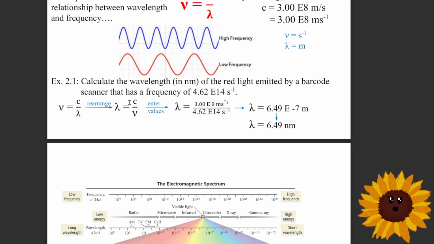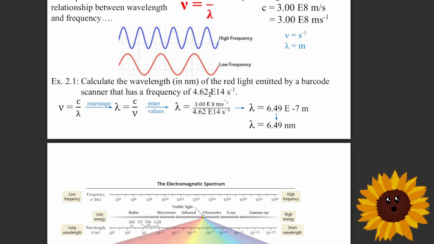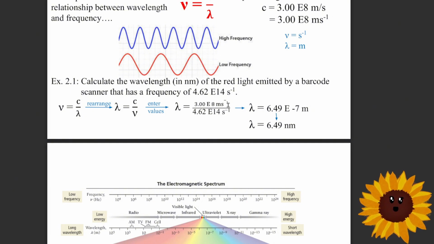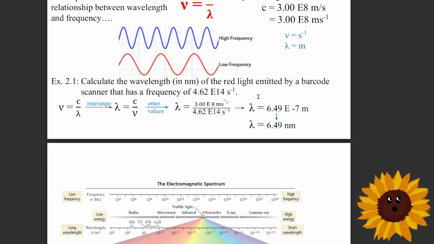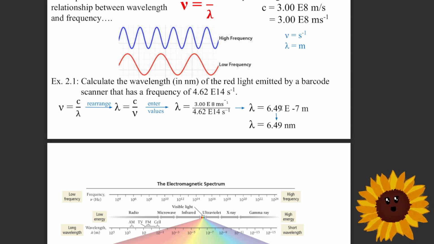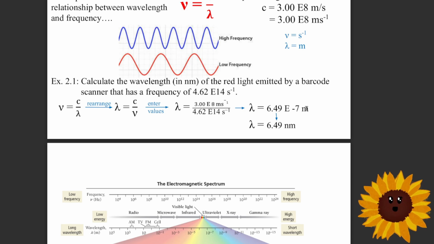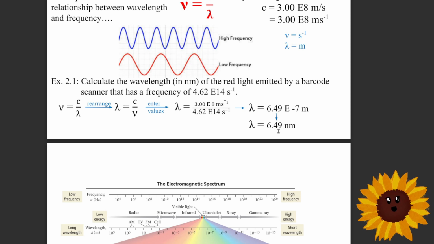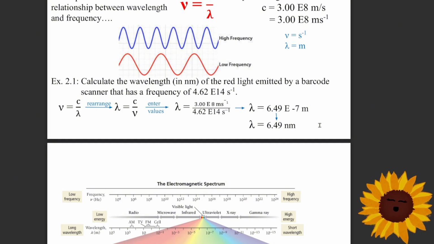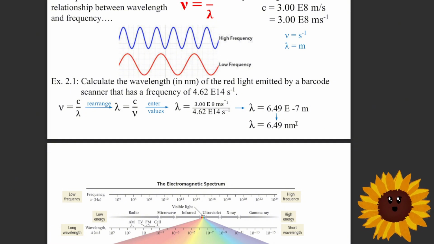This is very important. You guys got to memorize this. And inputting the values that we have here, so 4.62 times 10 to the 14th s to the -1, we get, because these s to the -1 cancel out because they're above each other, the wavelength is 6.49 E-7 meters, or converting it to nanometers, remembering your conversions, we get 649 nanometers. Wavelength is usually always going to be in nanometers. That is the units for wavelength usually.